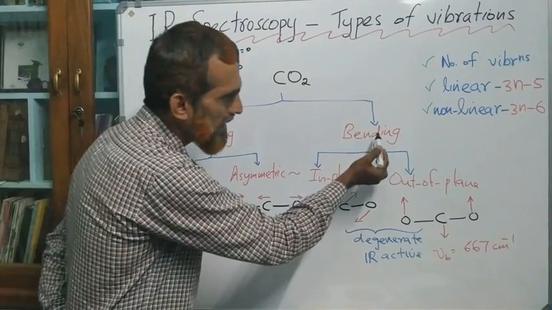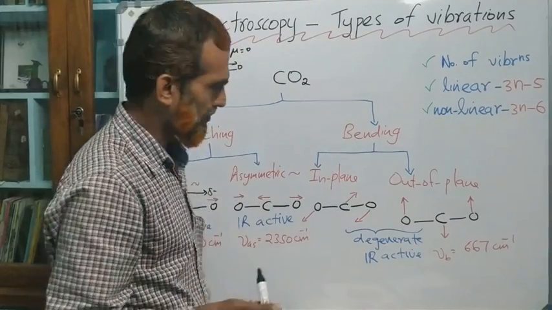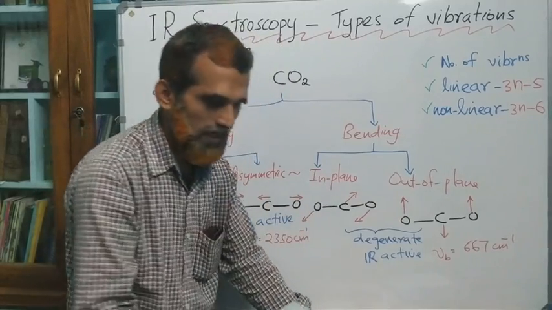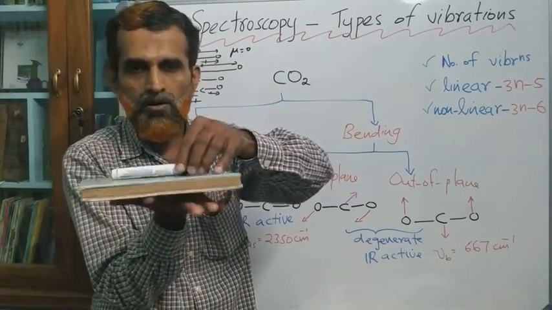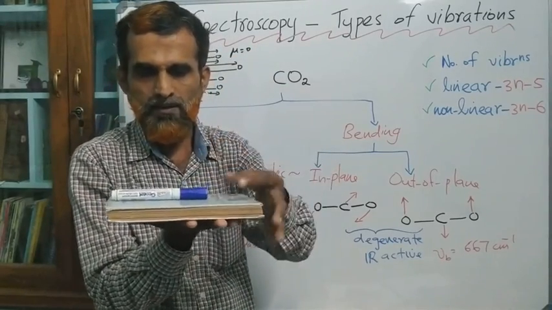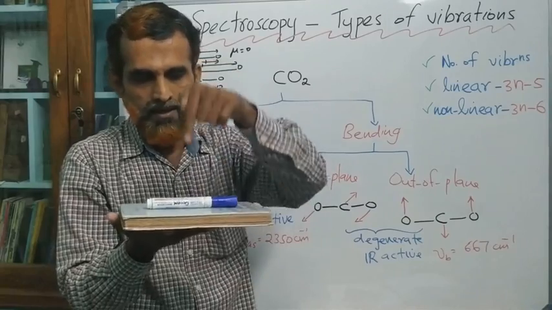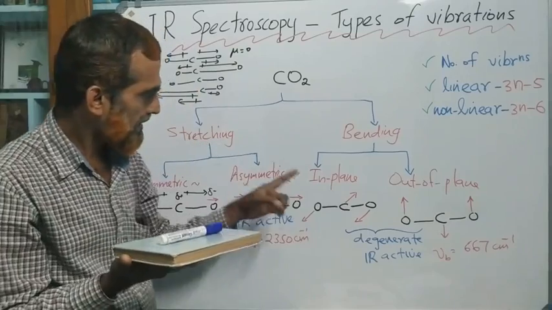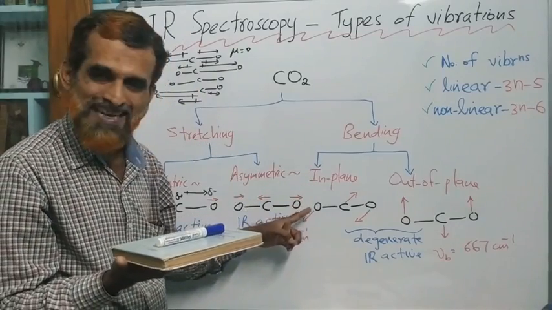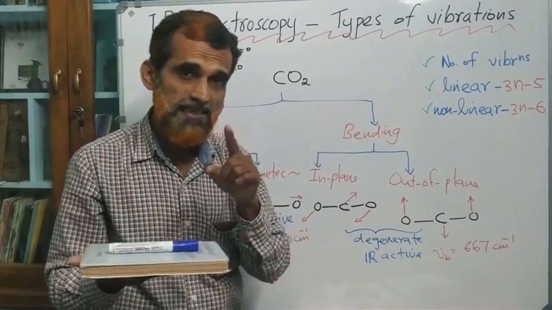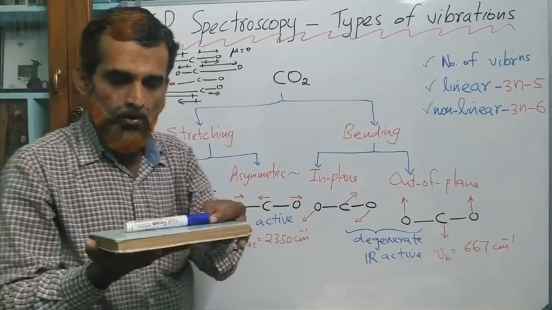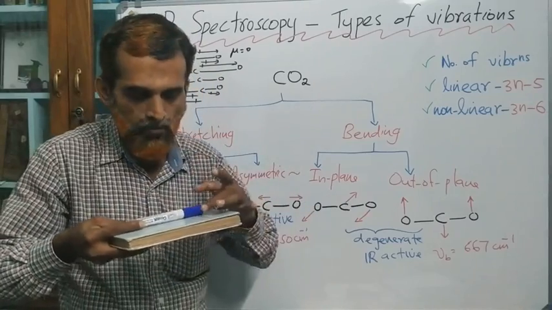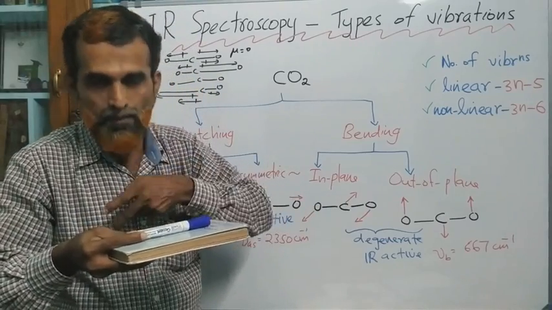In bending vibration there are two types of vibration, that is in plane and out of plane with regard to CO2. So see, suppose we are keeping CO2 on this plane, right? Here it is carbon and these are the two oxygens. Now what is happening in plane bending? You know, in bending vibration what is changing? Bond angle is changing. So in the plane itself the two oxygens are moving to one side, and so the carbon will be moving to the other side.